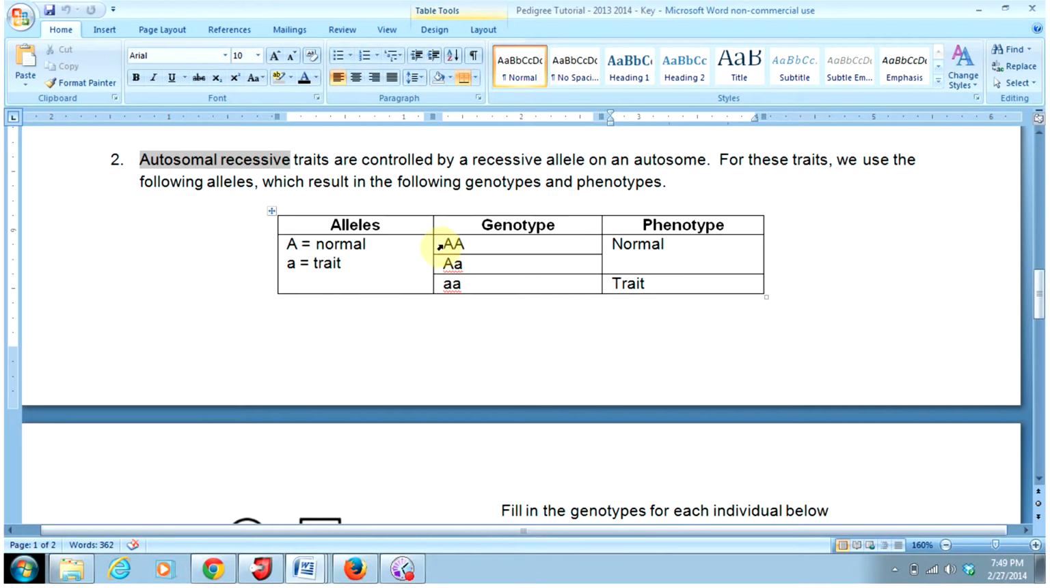So our 2 dominant genotypes, big A, big A and big A, little a, are going to represent a normal phenotype or physical trait, whereas little a, little a is going to represent the recessive trait itself.